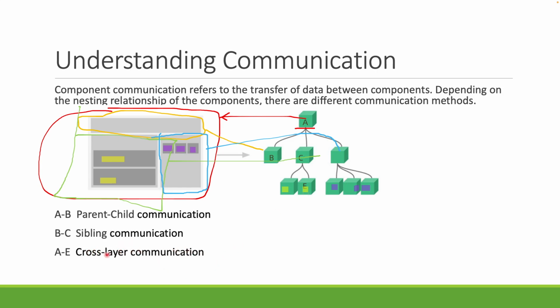And how do we handle the communication one by one? Oh, there's one missing. Suppose from B to A, or C to A, or E to C, then it's child to parent. And we have different ways to handle communication one by one.